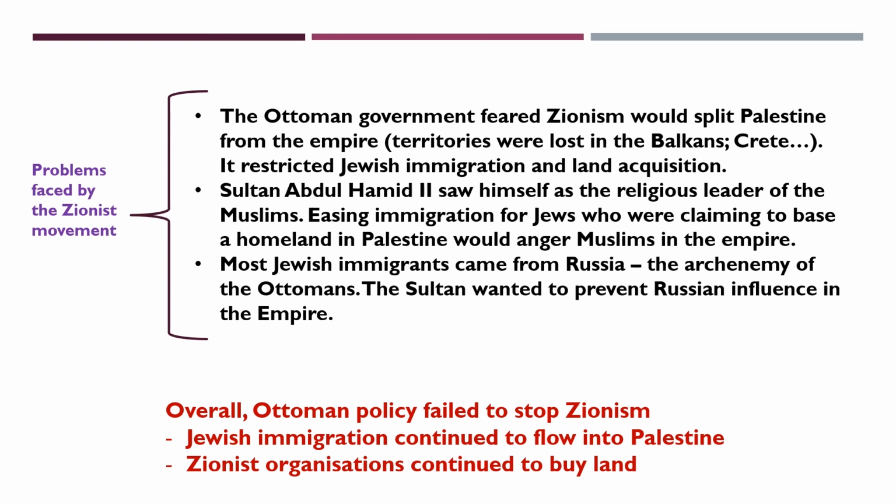This happened mainly because of the corrupt Ottoman administration. Administrators were always easy to buy, and in that way to overcome regulations. And there were other ways that the Jewish immigrants and the Zionist investors found to bypass the official Ottoman policy against Jewish immigration and land acquisition.